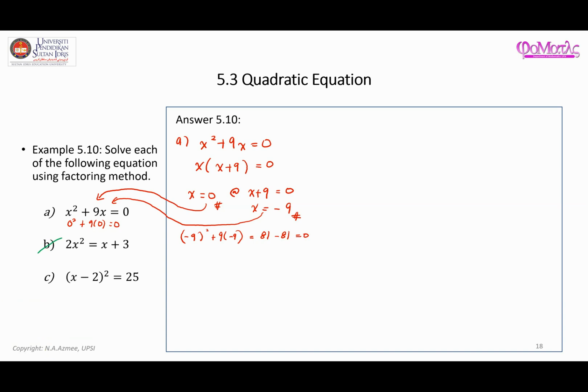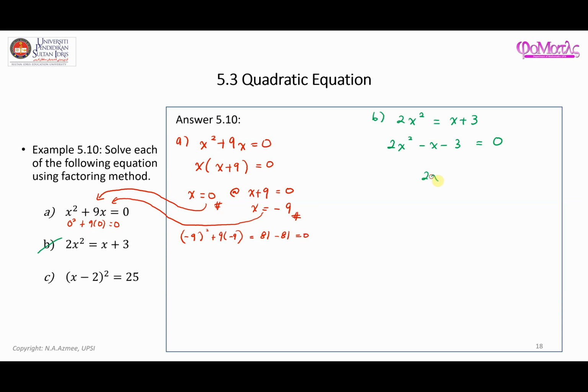2x squared is equal to x plus 3. Now, maybe what I can do is rearrange the expression. So it looks like 2x squared minus x minus 3 is equal to 0. So basically, if you want to inspect the quadratic equation, I need to find the right combination so that I get the expression 2x squared minus x minus 3.